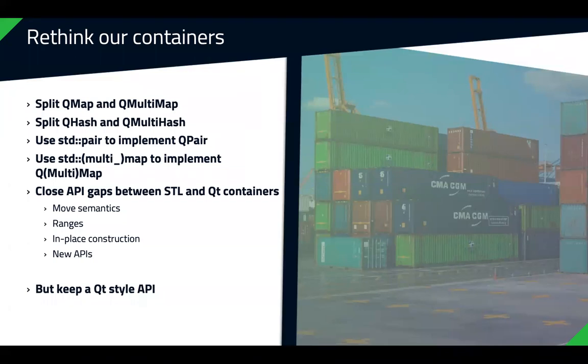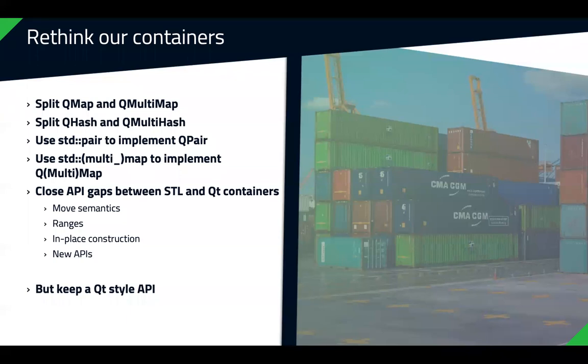We are doing certain changes, like we're trying to use std::pair now to implement QPair. They have identical functionality. There's no need to have two classes around. And we're trying to see whether we can use std::multimap to implement QMultiMap.